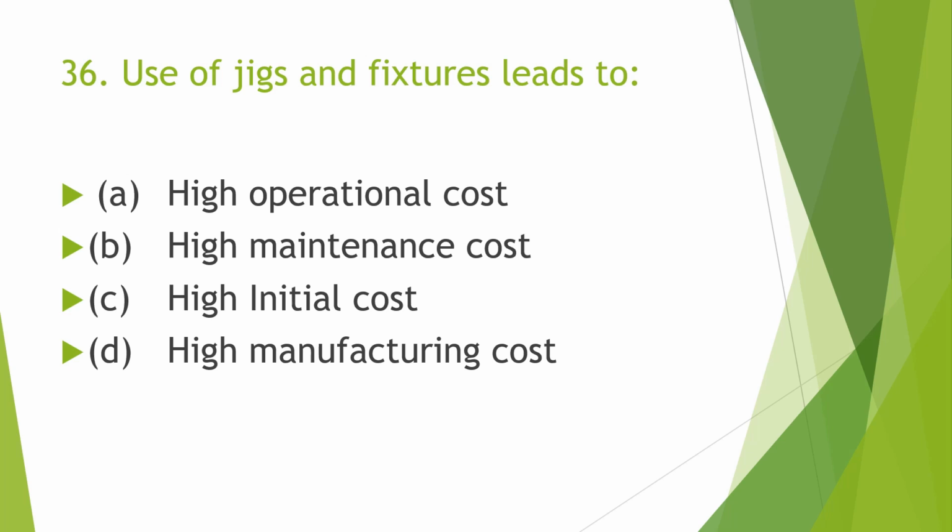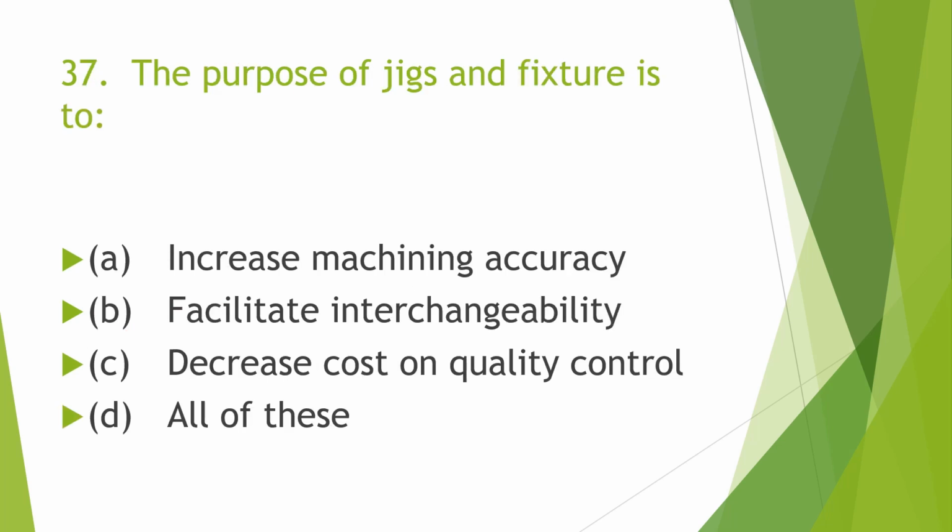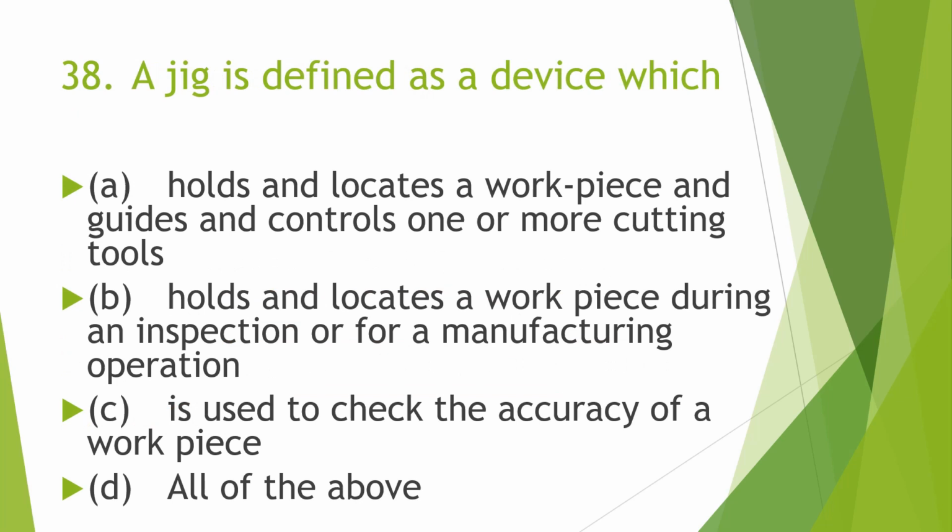Question 36. Use of jigs and fixtures leads to high initial cost. Question 37. The purpose of jigs and fixtures is to increase machining accuracy, facilitate interchangeability, and decrease cost on quality control. So the answer will be all of these. Question number 38. A jig is defined as a device which holds and locates a workpiece and guides and controls one or more cutting tools. Option A is the right answer.